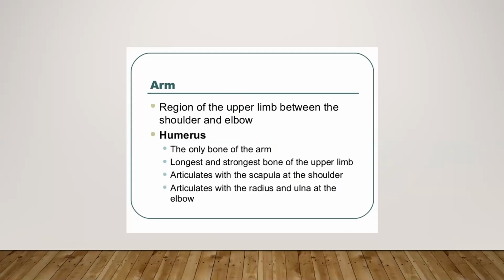Now the arm. The region of the upper limb between the shoulder and the elbow is called the arm. And the bone of the arm is only the humerus bone. It is the longest and strongest bone of the upper limb. It articulates with the scapula at the shoulder and with the radius and ulna at the elbow. Same as we discussed for the femur.